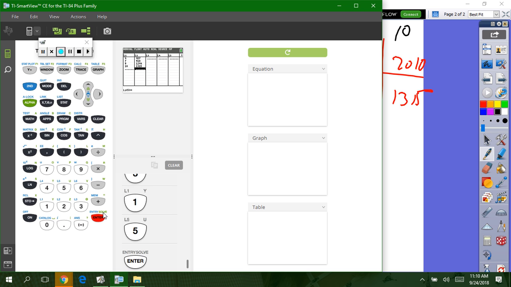Let's check out a quadratic, though. Okay, so how do we do so? I'm going to get out, so second quit. Okay, and I'm going to hit, once again, stat, calculate, number 5, the quadratic regression.